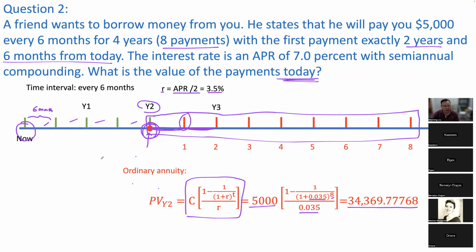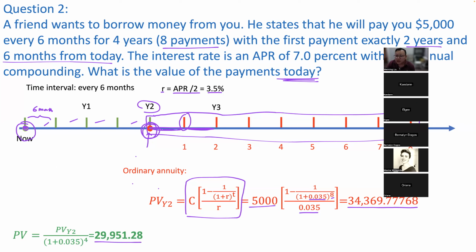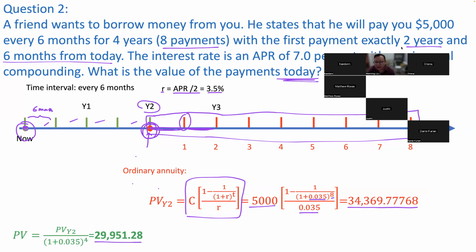So to calculate at this point, we're going to use present value for today equals present value at year 2 divided by 1 plus R to the power of 4, because there are 4 time intervals. This is the semi-annual time interval. So now my result is $29,951.28.